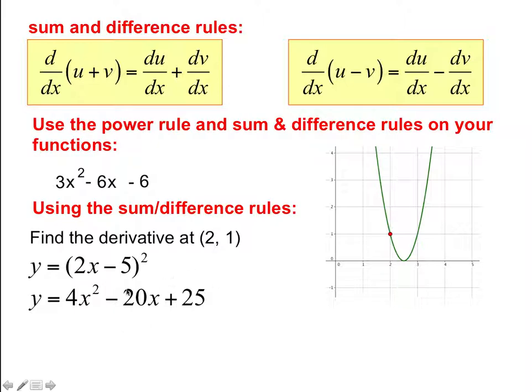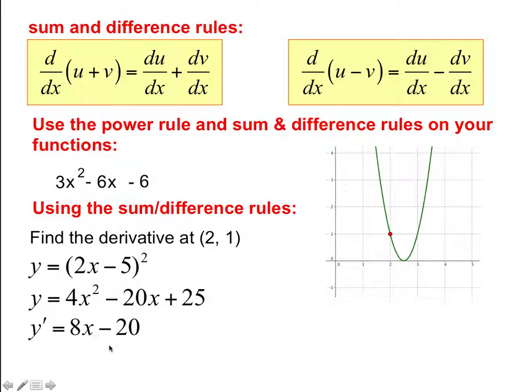And so I need to take the derivative of this. So we're going to do the power rule on each one of these terms. So the derivative for 4x squared is 8x. The derivative for minus 20x is minus 20. And the derivative for 25 is 0. So we just didn't write anything after that. So that is the sum and difference rule. That's saying I have a difference and a sum, and I'm just going to take the derivative one term at a time. So now I have to evaluate this derivative.